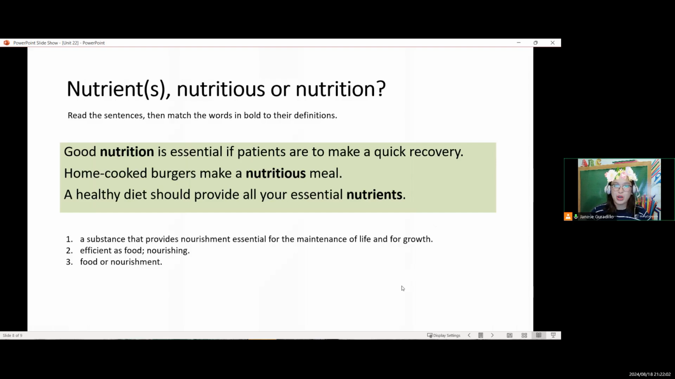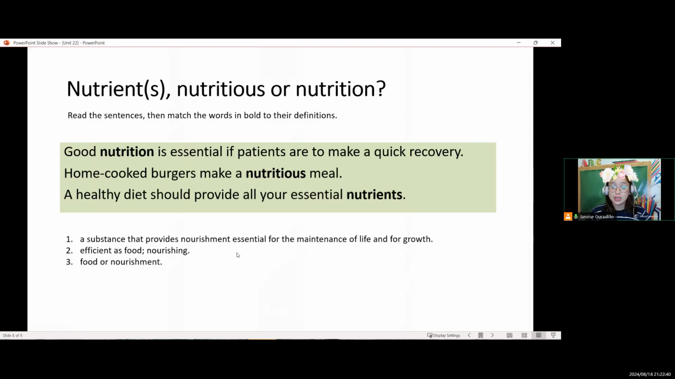Now, let's learn how to use nutrient, nutritious, or nutrition. So read the sentences, then match the words in bold to their definitions. So let's read. Good nutrition is essential if patients are to make a quick recovery. Home cooked burgers make a nutritious meal. A healthy diet should provide all your essential nutrients. So, what do you think is number one? It says a substance that provides nourishment essential for the maintenance of life and for growth.